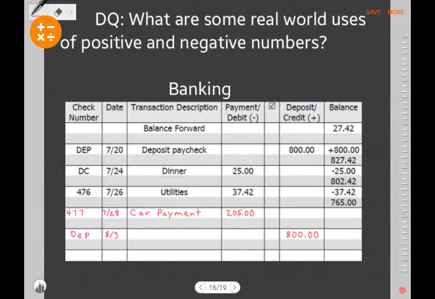Now, we have a car payment that was made by check on 7/28. So what I'd like you to do, this is a negative effect on your balance, right? So $205 was the amount of the check. You're going to record that right here as a negative amount. Negative $205. Do that now. Write it in the balance column on the white row. Negative 205.